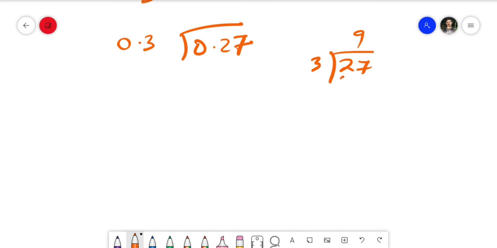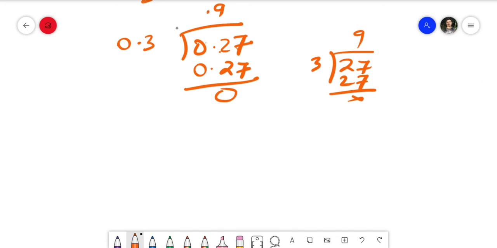3 9s are 27, isn't it? So I'm going to write 9 and I'm going to write 27, and then remainder is 0. Now, how much should you write here? After the point, here or here, you can see after the point only there is one number, isn't it? So I'm going to give 0.9, because if you multiply 2 points, you'll be getting like 2 3 to 9 6.